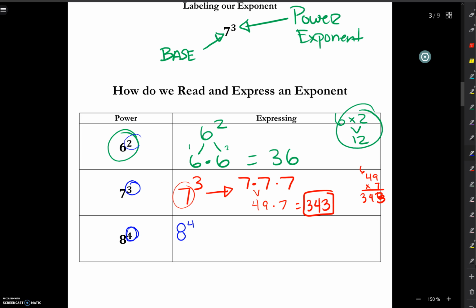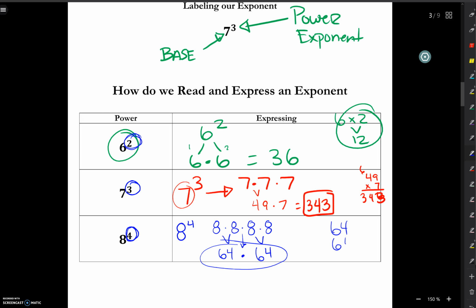The next one, 8 to the power of 4. So this means 8 times 8 times 8 times 8. 8 times 8 is 64, and this 8 times 8 is 64. And then I bring down my multiplication sign, so it means 64 times 64.